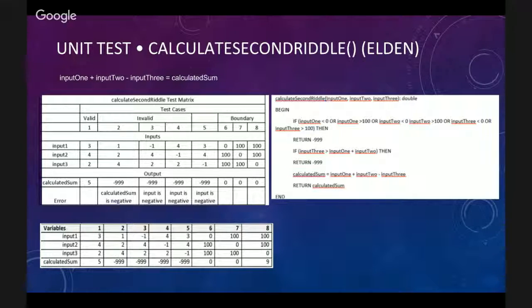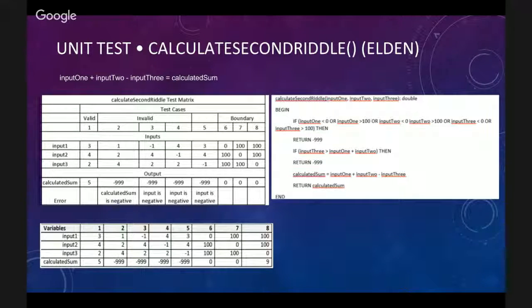Following along with that, in the invalid, we defined that invalids will return a negative 999, because that to us is just more easily identified as an error. So that's why we have the negative 999 as the error output. As we can see from our pseudocode, we are defining the boundaries from the test matrix.